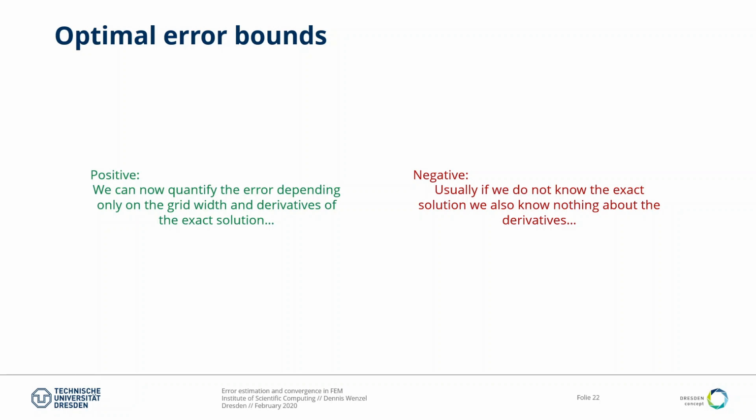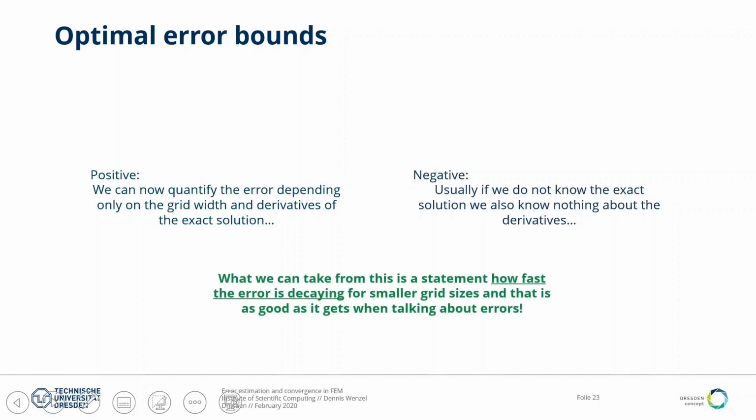Sometimes we do. Sometimes it's possible to estimate the derivatives. So in a sense, this is better than this Céa lemma bound with just the optimal discretization error, but it's still problematic. But usually this is as good as it gets. So we usually don't get better results, and what we have completely ignored so far is that this also tells us something about the behavior for changing grid sizes.